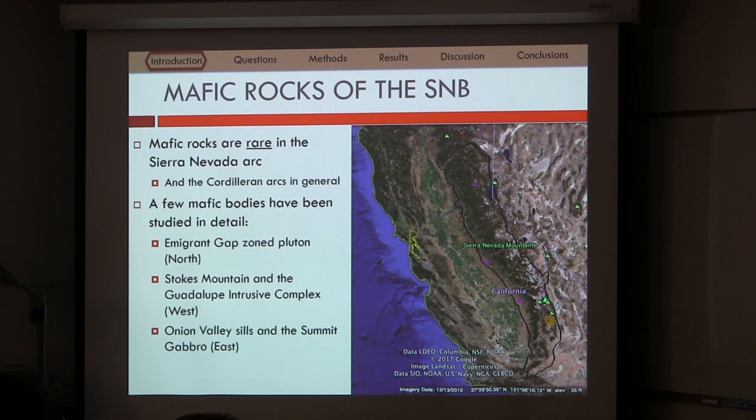Mafic rocks are unfortunately very rare in the Sierra Nevada Arc. They cover about 5% of the exposed rock in the batholith, and they're actually more rare on the eastern side than they are in the west. But a few have been studied in detail.